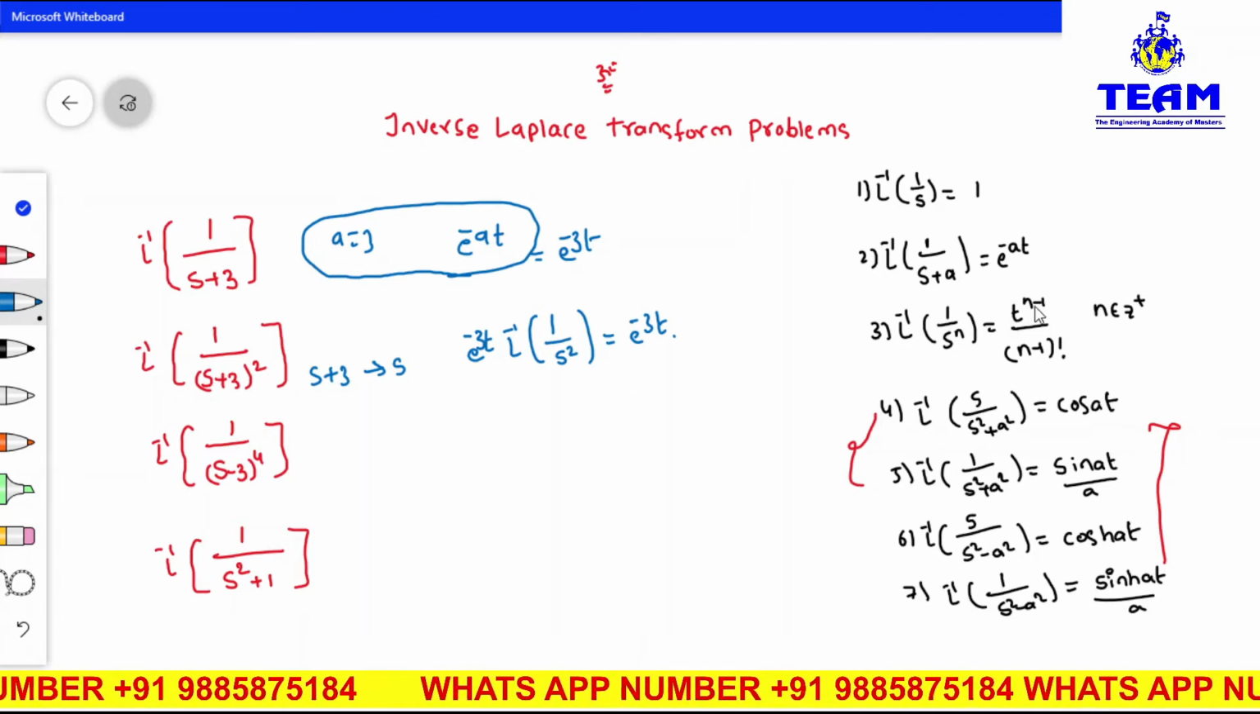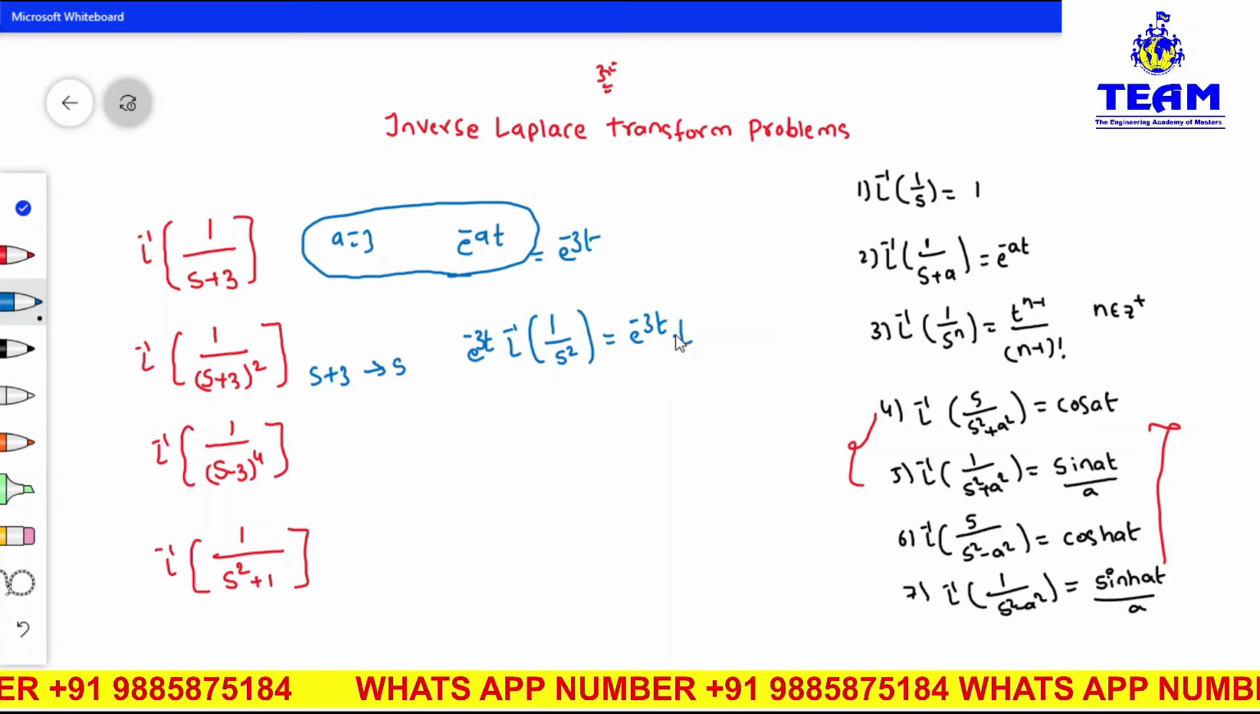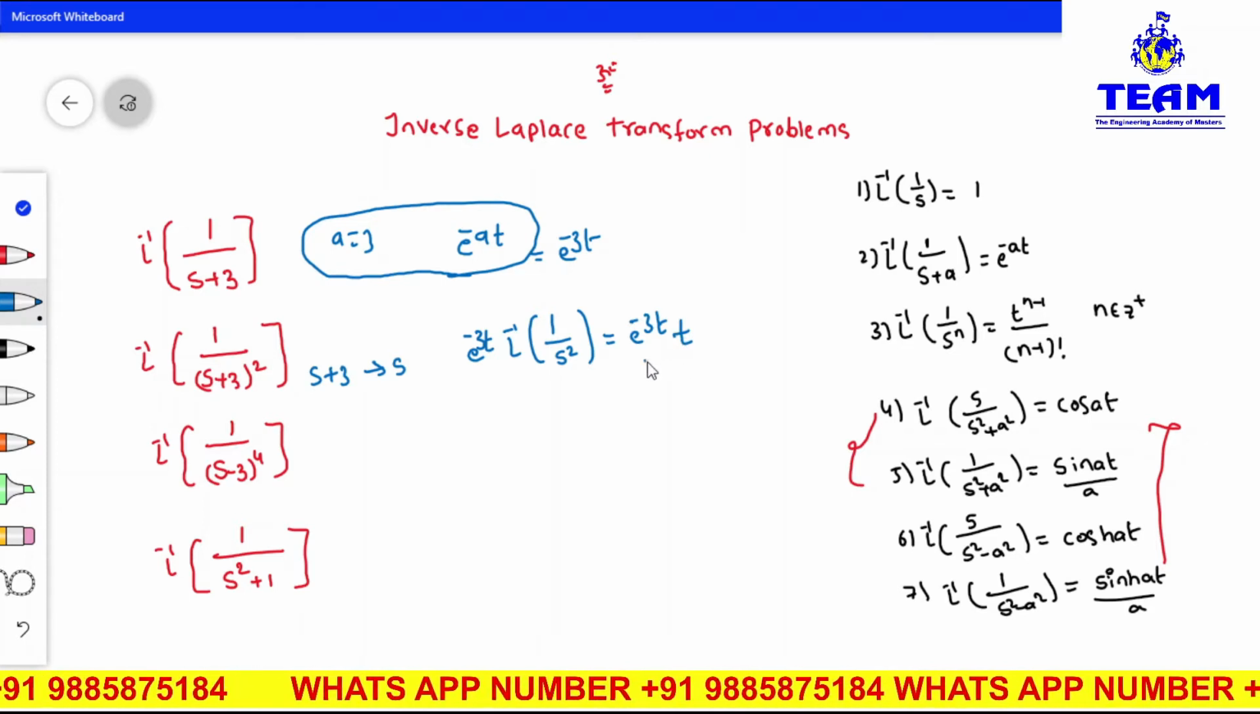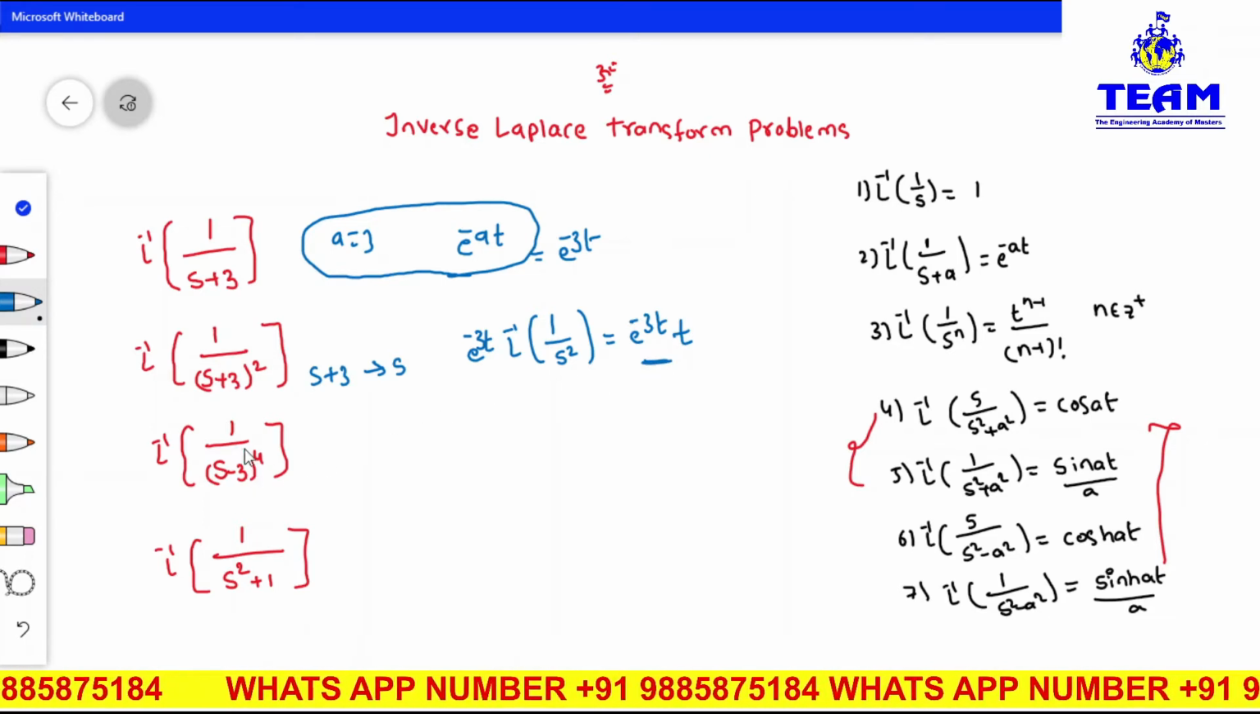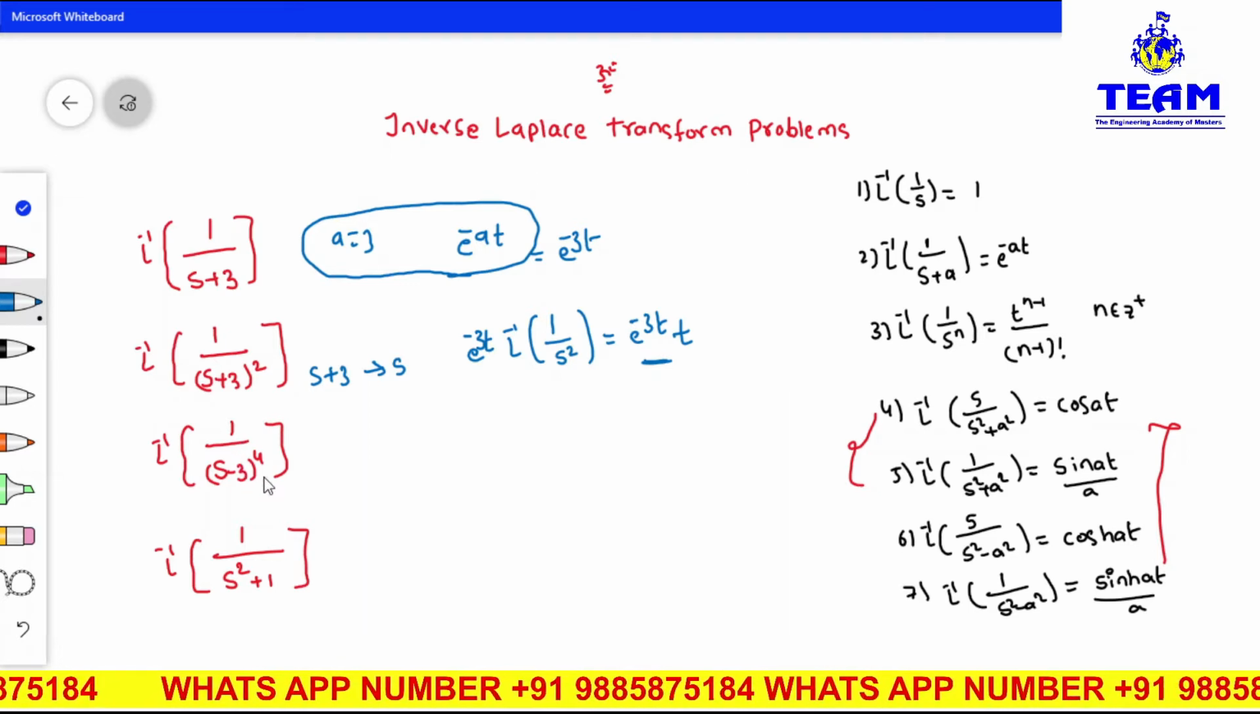So t power 2 minus 1 means t power 1. T power 1 by 1 factorial, nothing but t only. This is the answer. Clear? Next, 1 by (s minus 3) whole power 4.